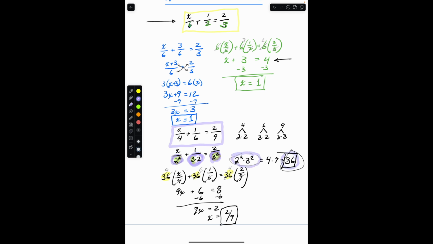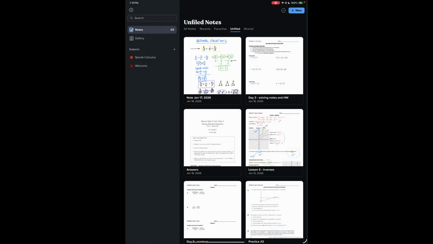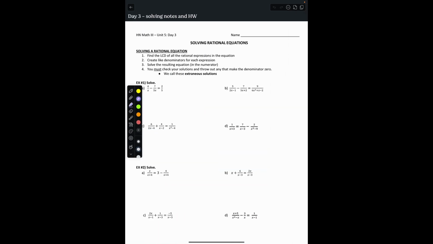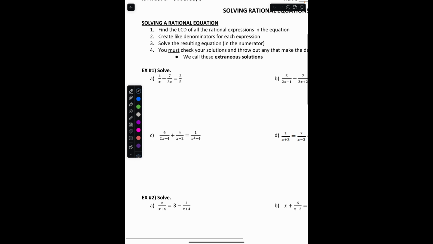All right, now I showed you that with numbers because when we do this with letters, you're really going to have to do your factoring to find your common denominators. So let's move over to the actual worksheet. I'm not going to do all of these for you, but I do have all of them answered in a PDF file that I'll be happy to send to everybody.